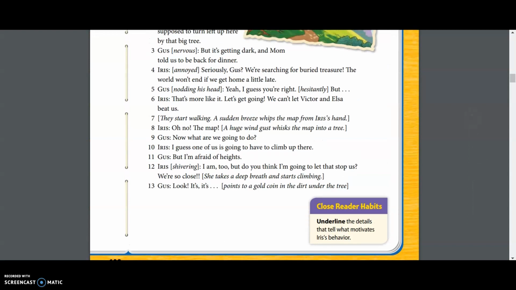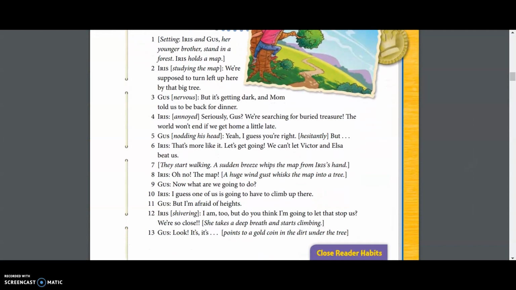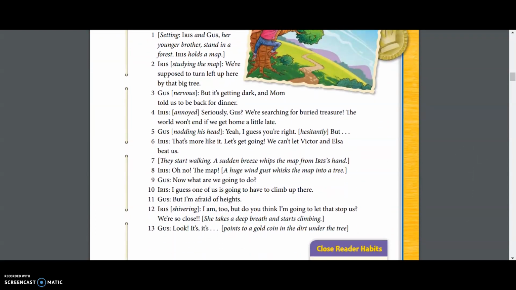If you go back up here and look at our story, we can tell that it's from a play because in the brackets, it tells us different things like what is the setting, how they are moving. At number 2 it says Iris is studying the map, so it tells us exactly what the characters are doing. It even tells us how they say it. If you look at number 3 where it says Gus, nervous, or number 4, Iris, annoyed, we can tell that this is a play, also known as a drama, because of all of the different stage directions that the text is providing for us.